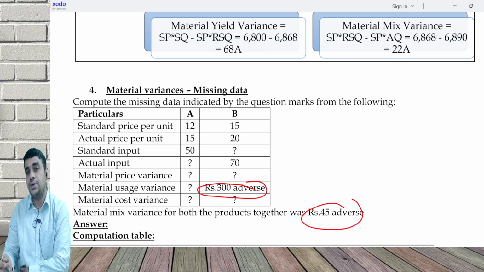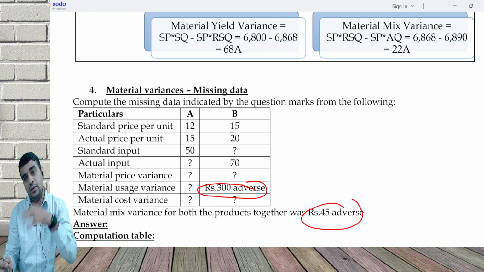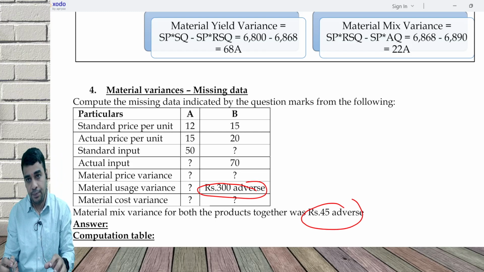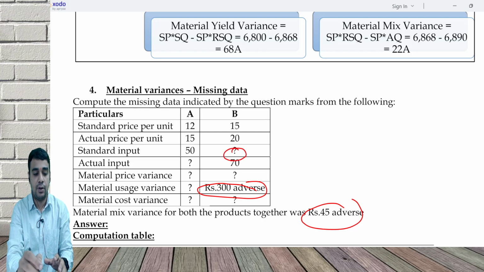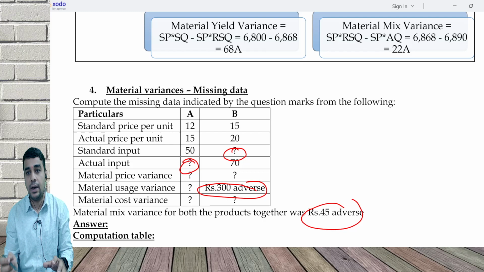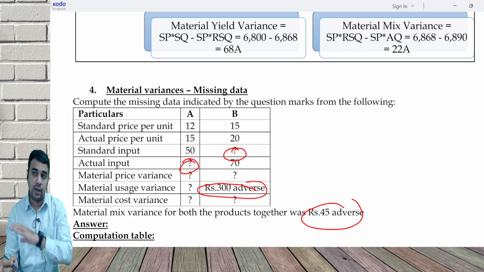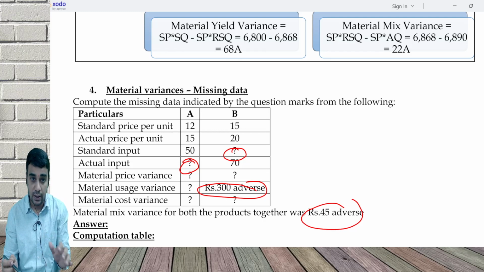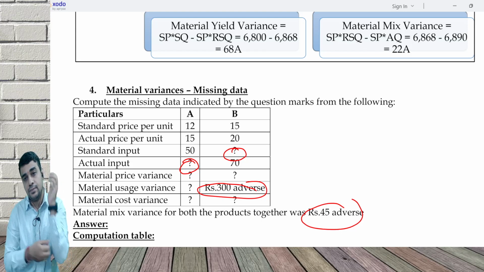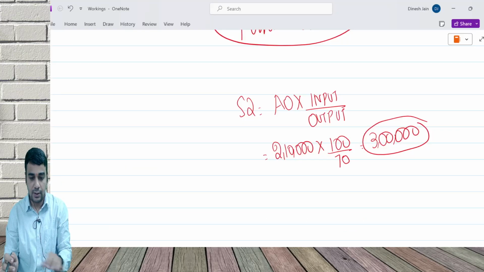So what we are going to do here is from the variance, we will try to get the computation table. If you get the computation table, that will give you what is standard input, what is actual input, how much is price. So objective is to somehow get the entire computation table. Once we get that, we'll get all the answers. So this is reverse working. From the variance, we'll have to get to the table. Now when we start here, is it single material, multiple material? Multiple material. Let's put the chart.